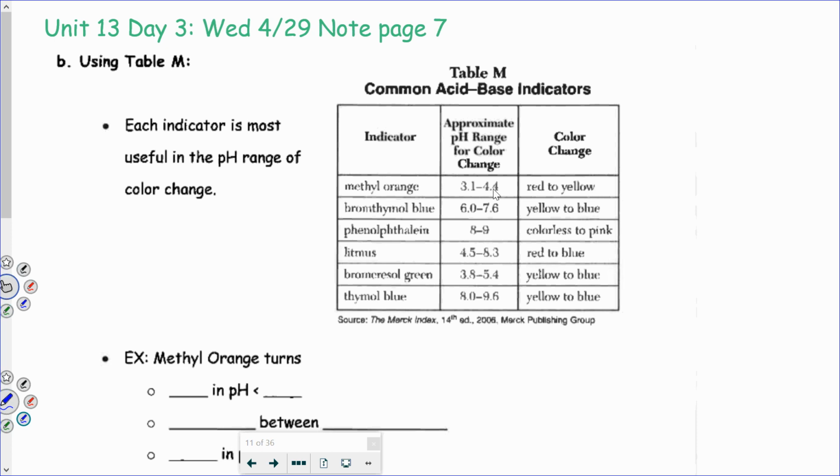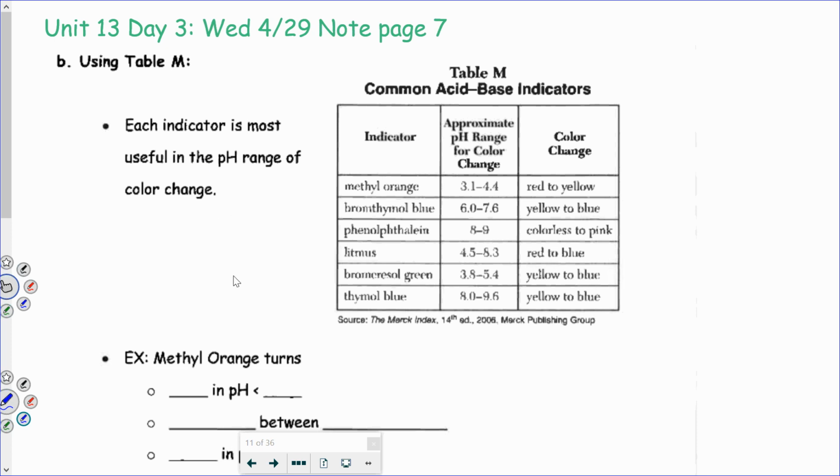If the pH that you're given is greater than 4.4, it's going to be the color on the right. So if it's greater than the pH on the right, it's the color on the right. So if it was 5, it'd be yellow. Each indicator is most useful in the pH range of its color change.